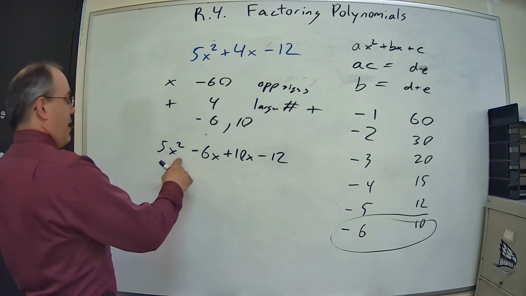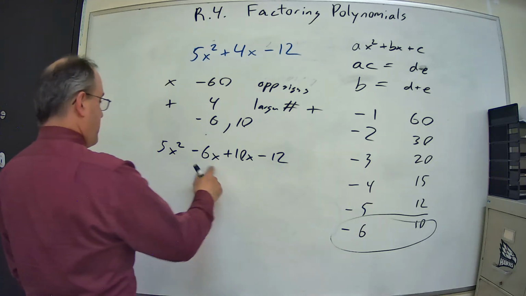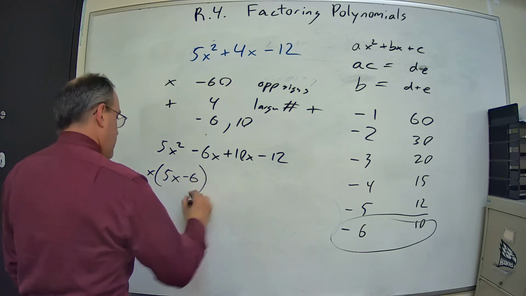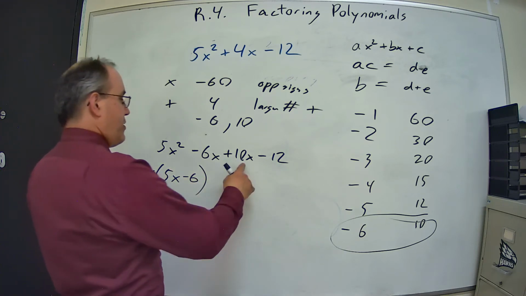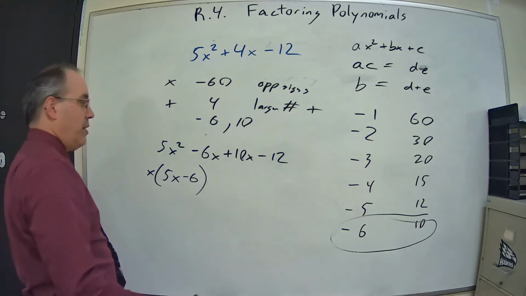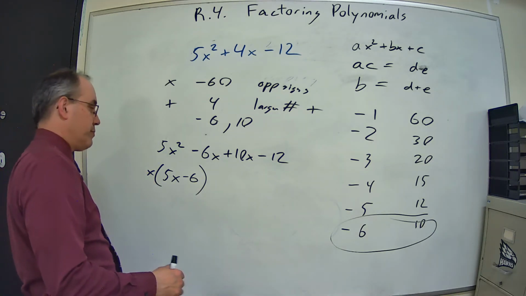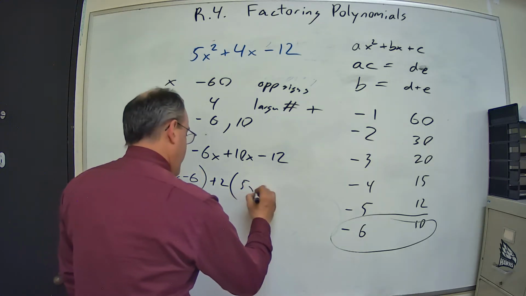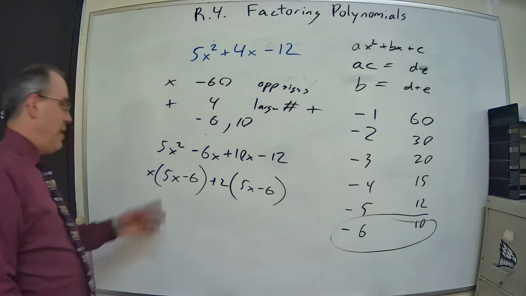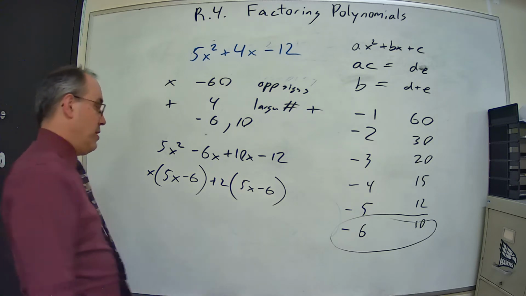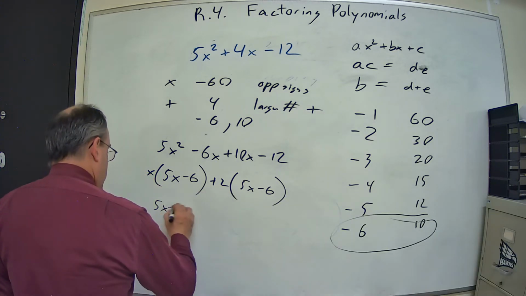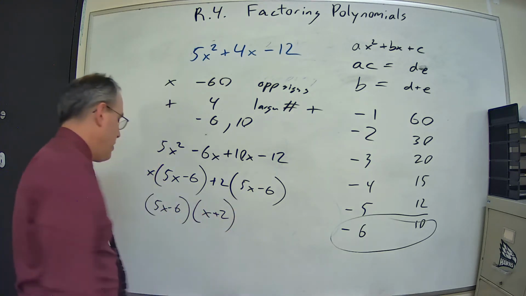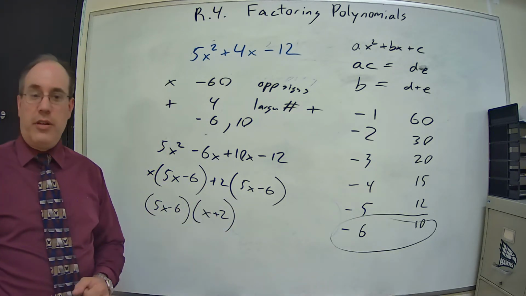I've got 5x squared minus 6x. I can factor out an x, leaving me with 5x minus 6. I have 10x minus 12. I can factor out a 2, plus 2, giving me 5x minus 6. And look, there's my common factor again. So 5x minus 6 times x plus 2. And I have factored by grouping.